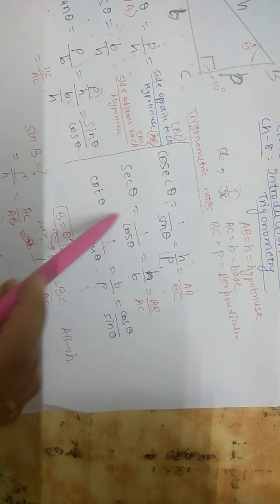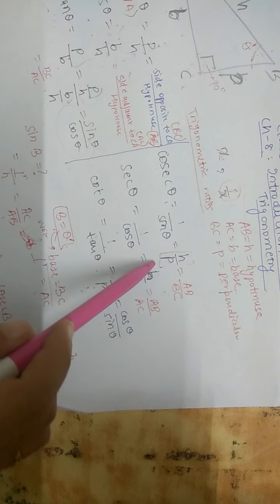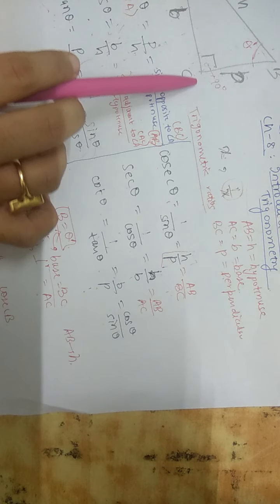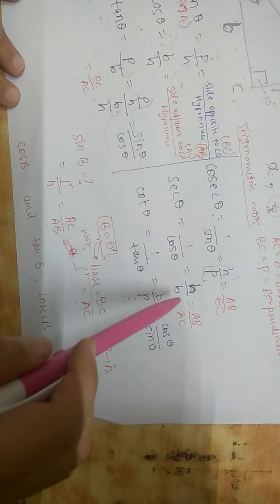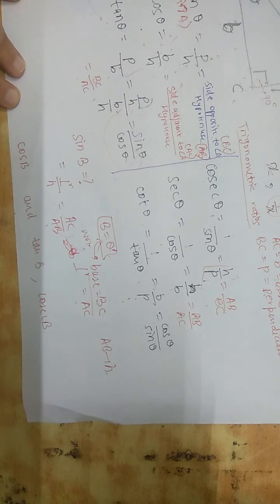Sec theta is the reciprocal of cos theta, that is hypotenuse by base. With respect to this triangle, we can write it as AB, that is hypotenuse, upon AC, that is the base. Cot theta is the reciprocal of tangent, that is tan theta. So we can write it as base by perpendicular, that is cos theta by sin theta.